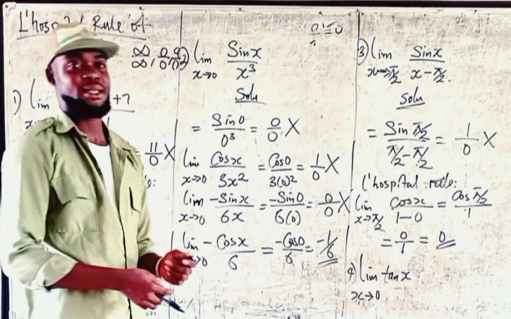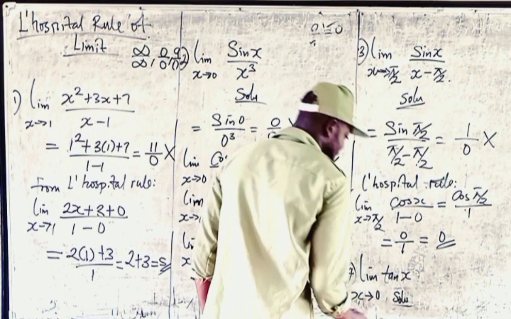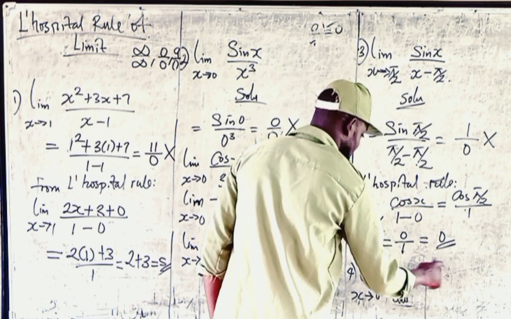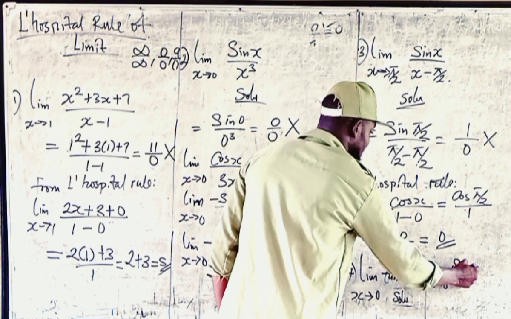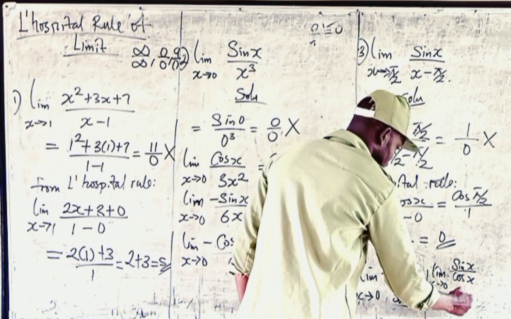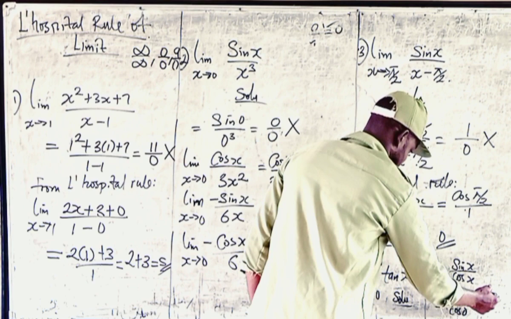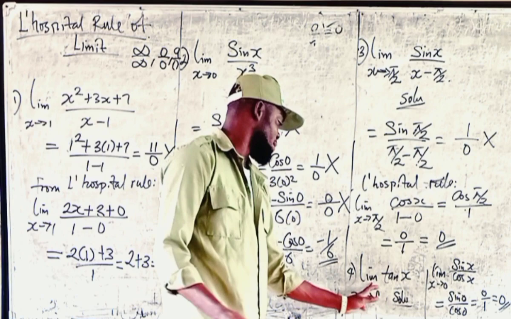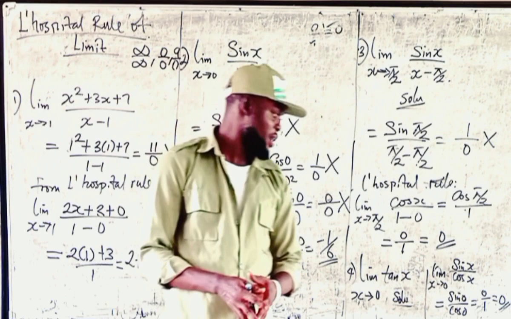The first thing we're going to do here is the solution. The first thing is to ensure that anywhere you see x, you put 0. I can also write tan x as sine x over cos x. So the limit as x approaches 0 of sine x over cos x, that is tan x, will be equal to sine 0 over cos 0. That is 0 over 1, and that is still 0. So the limit of this function as x approaches 0 is equal to 0. You can go and do the limit as x approaches 0 of cos x and the other trig functions. It's very, very important and as simple as this.